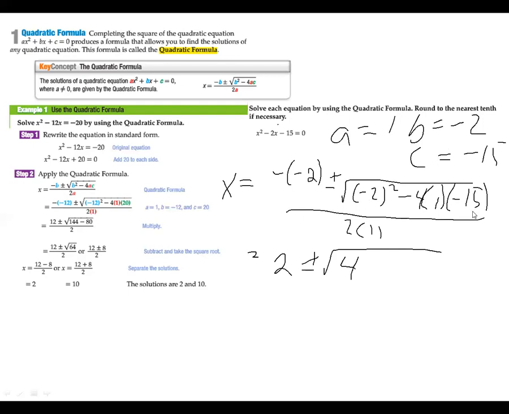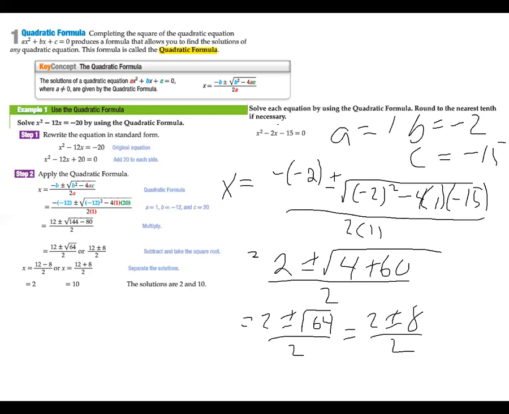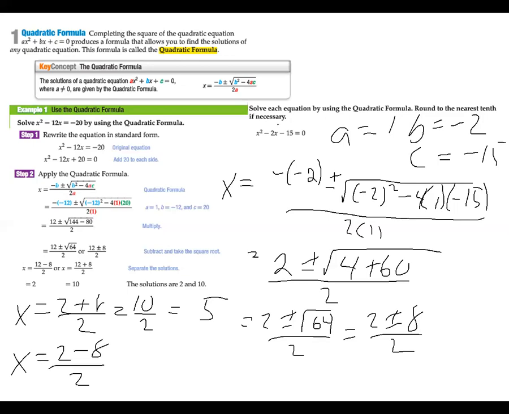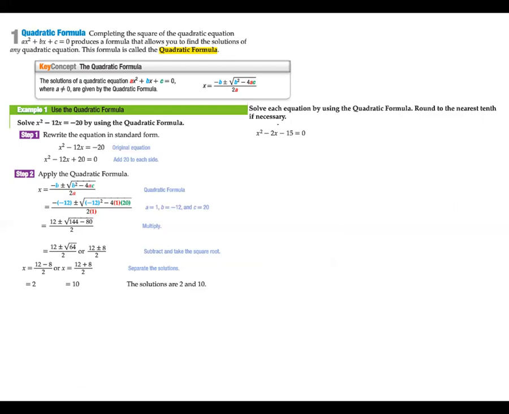Now 4 times 15 would give you 60, but it's negative 4 times negative 15, which would give you positive 60, all over 2. So that's going to simplify to 2 plus or minus the square root of 64 all over 2, which is 2 plus or minus 8 over 2. So your one answer would be x equals 2 plus 8 over 2, which is 10 over 2, or 5. And the other one is x equals 2 minus 8 over 2, which is negative 6 over 2, or negative 3. So x equals 5 or negative 3 would be your solutions for that one.